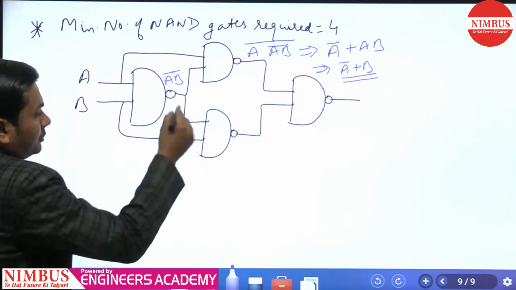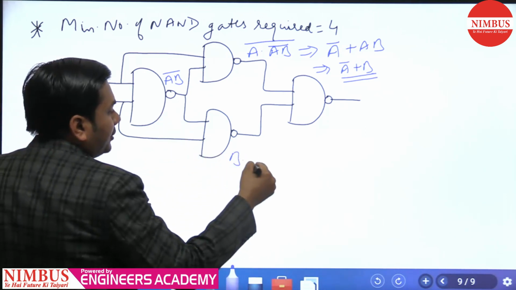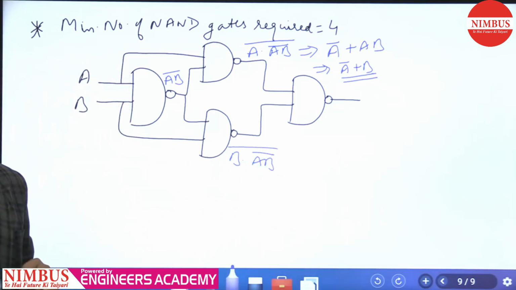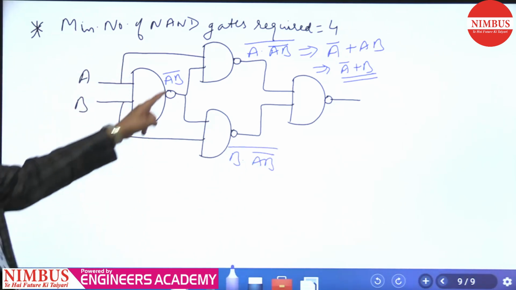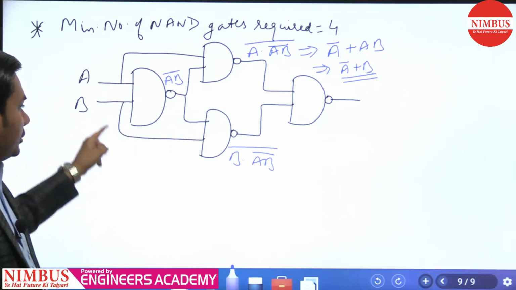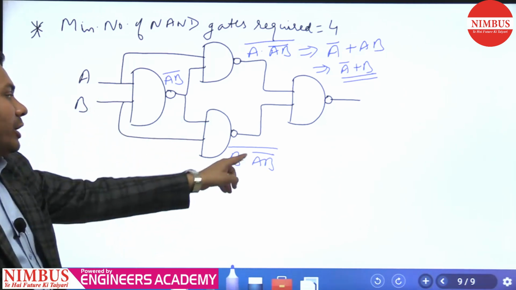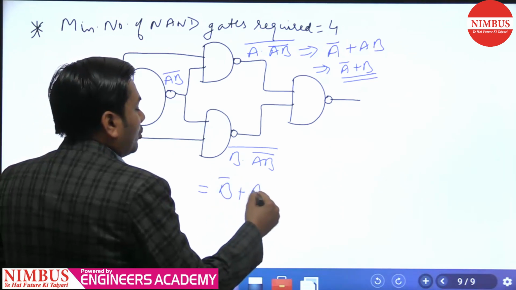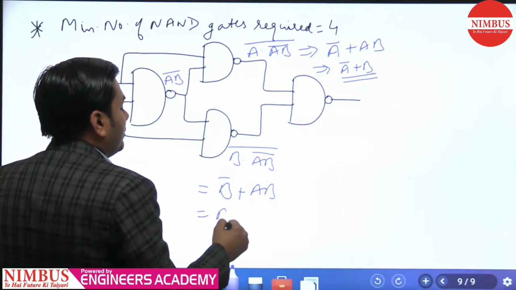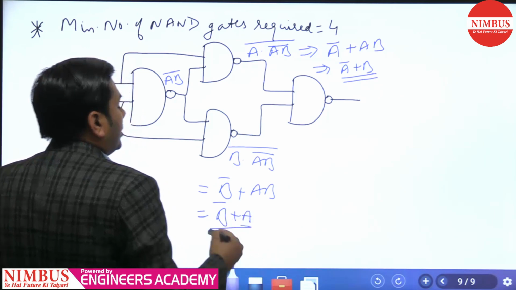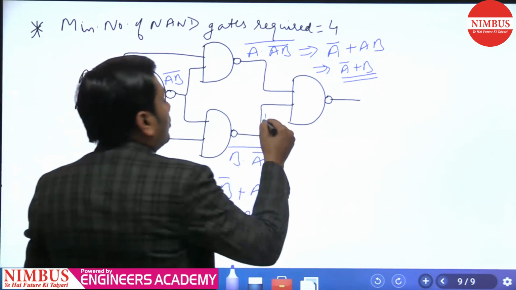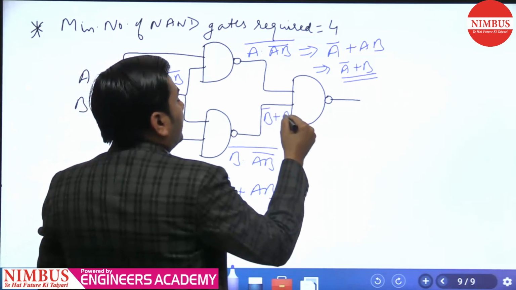For this one, we are having B dot AB bar whole bar. After simplification by using De Morgan's, we are having B bar plus AB, and B bar plus AB is equal to B bar plus A.